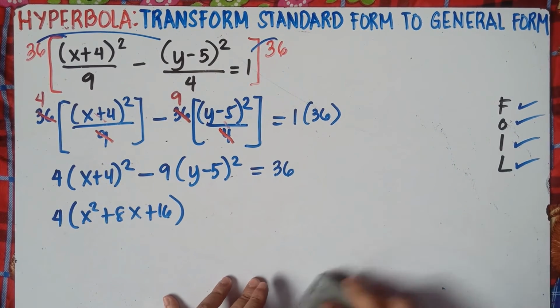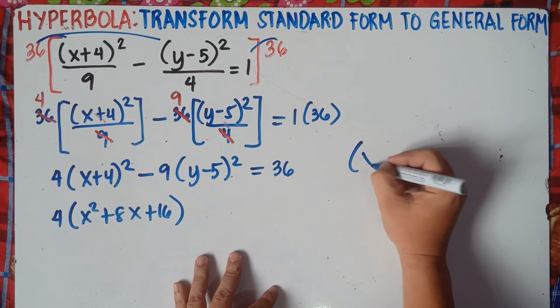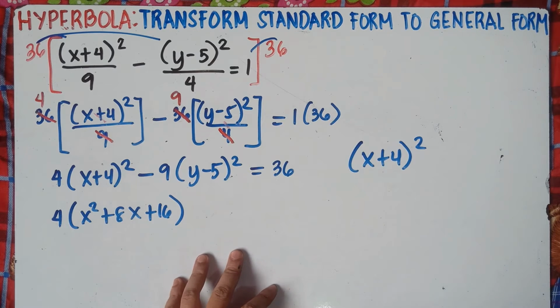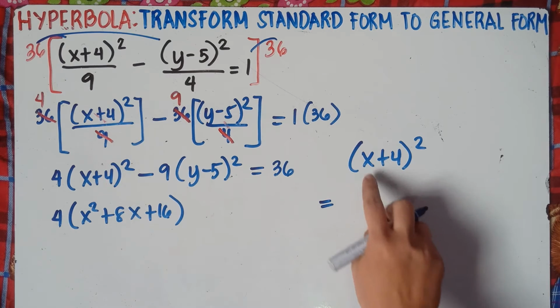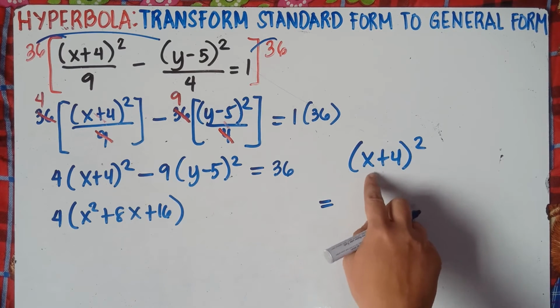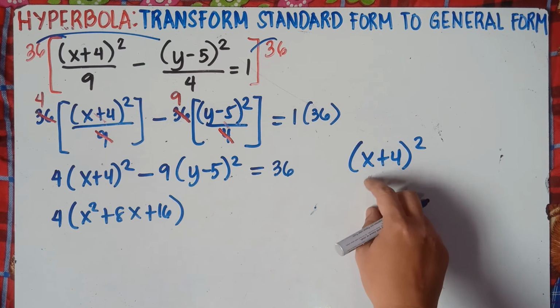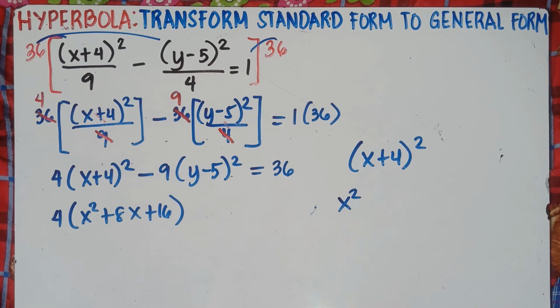Next, class, we use the square of a binomial. I think it's very easy. You can answer this easily, in about 3 to 5 seconds, if you master the square of a binomial. First, you square the first term. Square x, class, x squared. It means you multiply x by itself, x times x, that would be x squared.